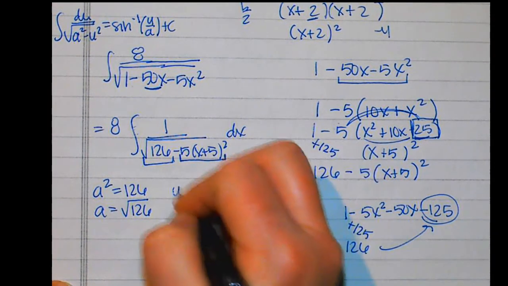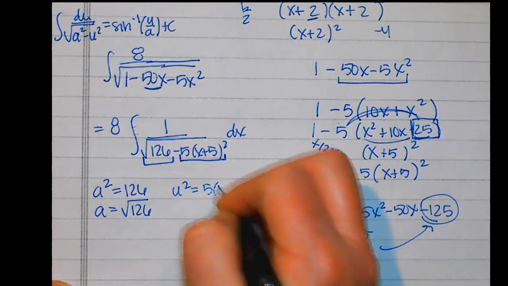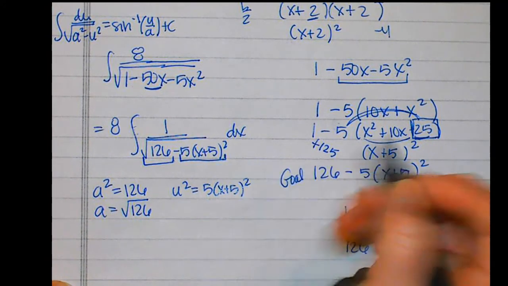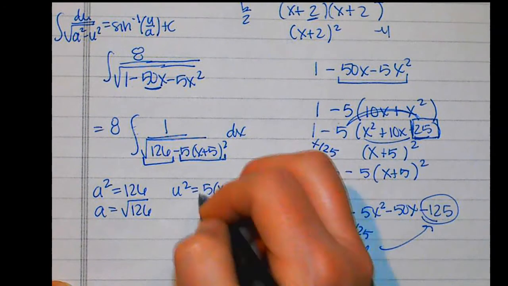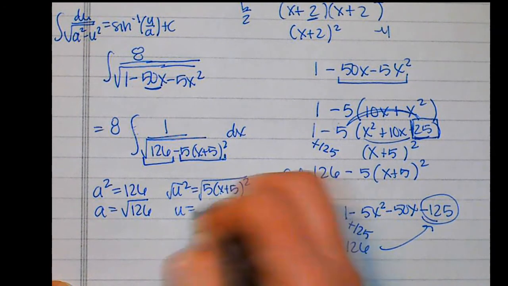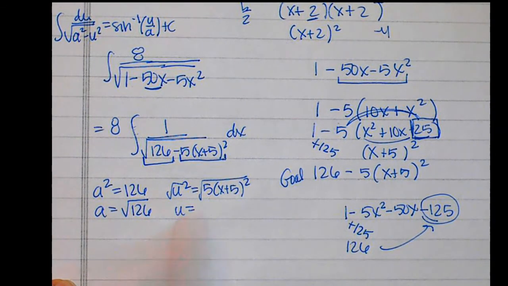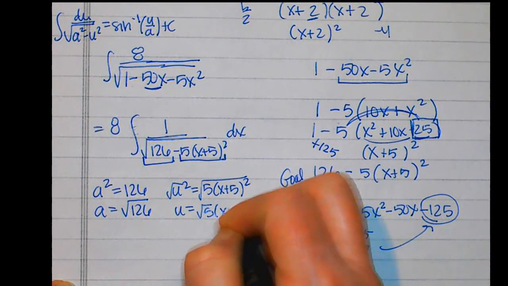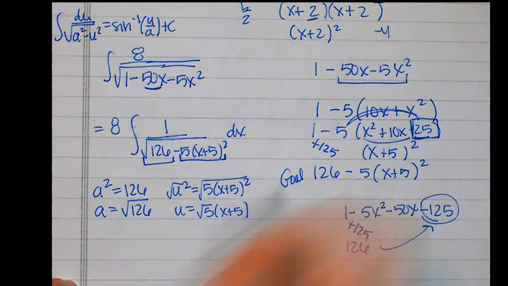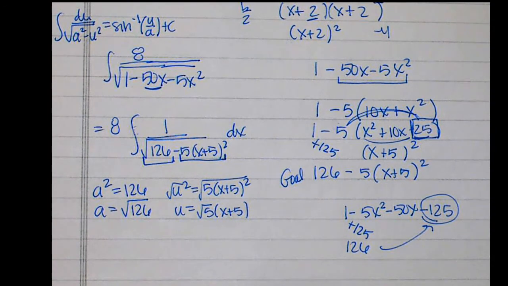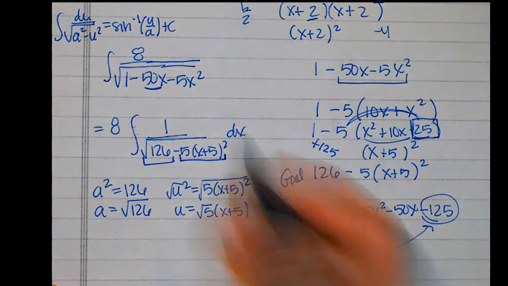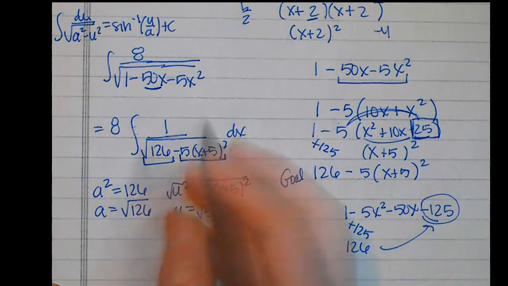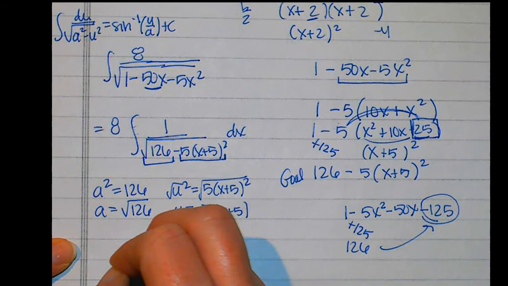So u squared equals 5x plus 5 squared. Which square root, and we're taking just a positive version of it because we need it to be negative up here. That's going to be the square root of 5 times x plus 5. And now we've done all that work. We're really thankful to have that card and say that the integral is 8. Don't forget the 8.